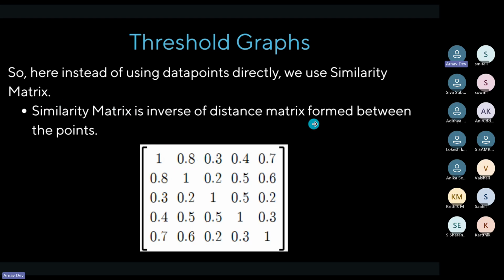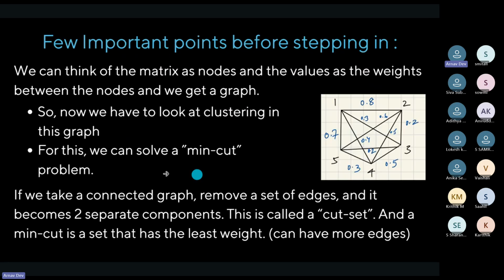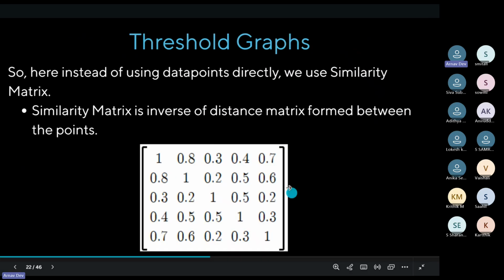A distance matrix describes the distance between any pair of points, and the similarity matrix, which is the inverse, says how similar two points are. If two points are similar, the distance between them is less, they're closer to one another. This is how you form a similarity matrix between 5 points and 5 points, and this is the matrix between them.